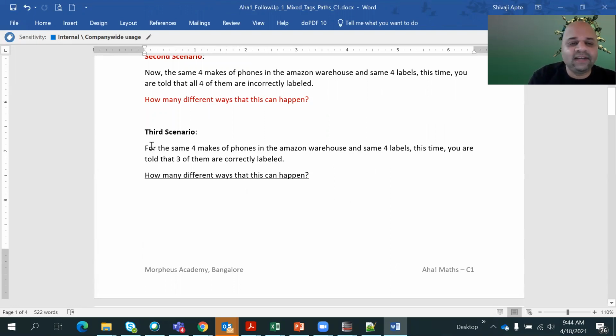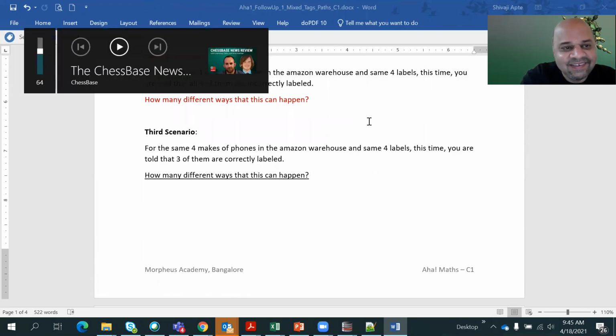Now you are told that in the same warehouse 3 of them have got the labels correct. So how many ways can one of them be labeled wrong? I think you're all very smart kids. This was a trick question, I wanted to see how you think. Can you explain why it is 0 ways? Sir, because if three are correct, then the fourth can't be wrong.